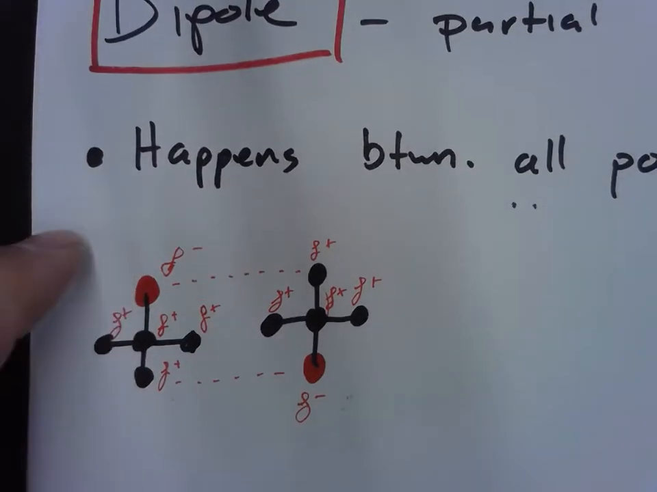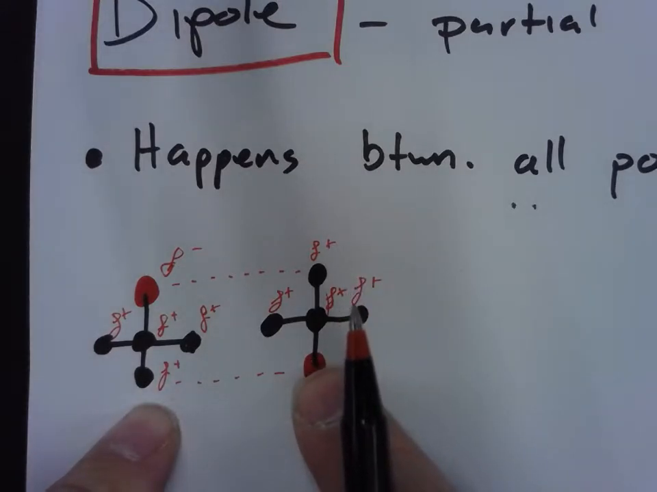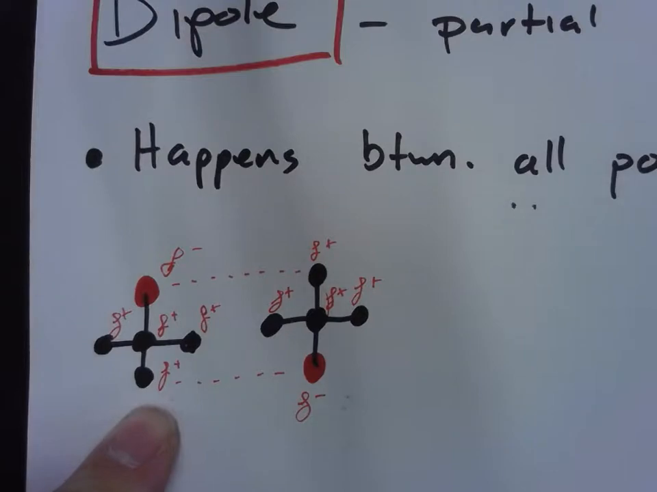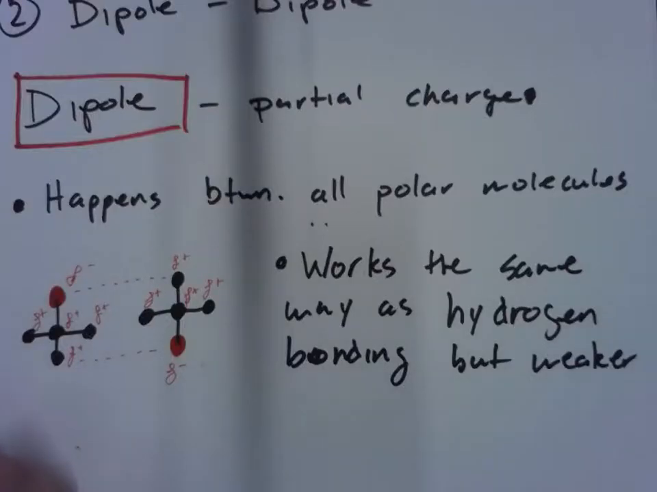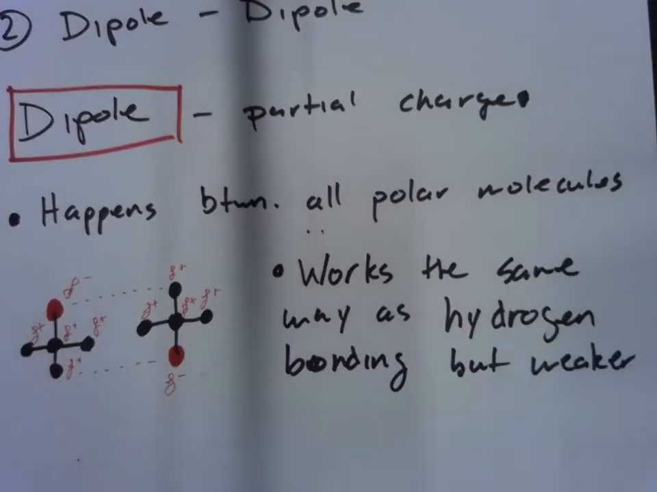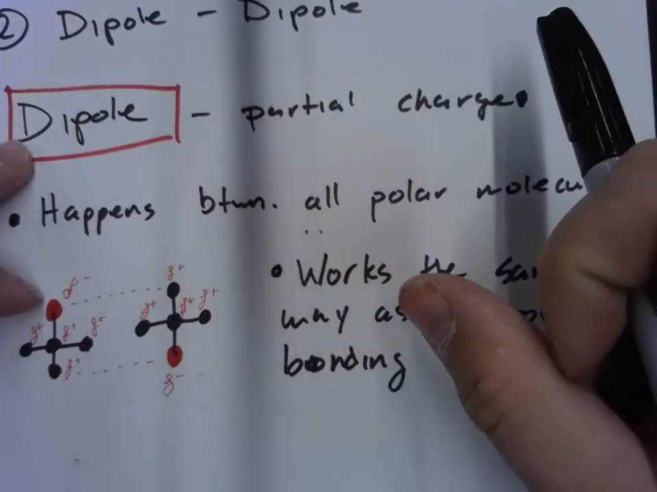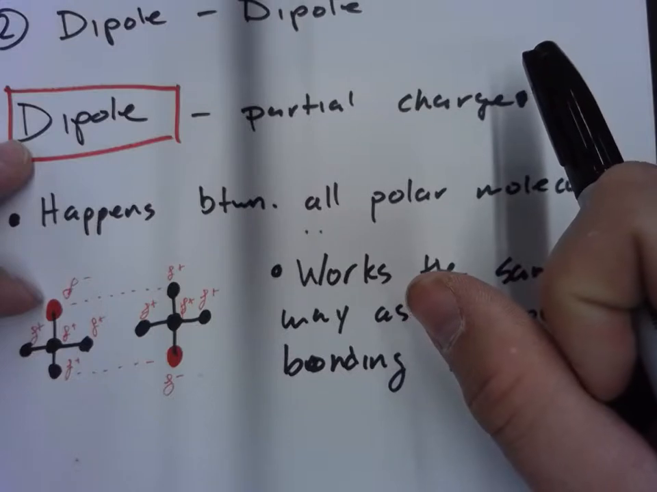If this looks familiar to you, it should, because it works the same way as hydrogen bonding, it's just weaker. So if it works the same way as hydrogen bonding, then why do we even need to make a distinction between hydrogen bonding and dipole-dipole? Well, remember, not all polar molecules contain hydrogen. If it's polar and it doesn't contain hydrogen, then there's going to be a dipole-dipole interaction between those molecules.